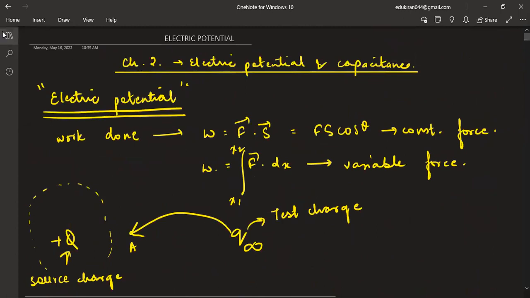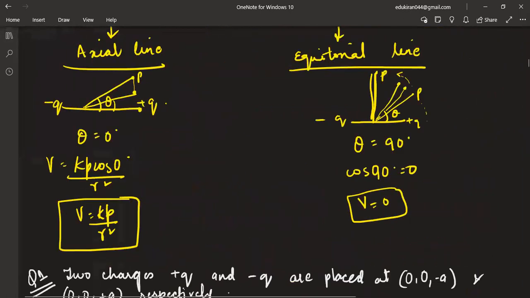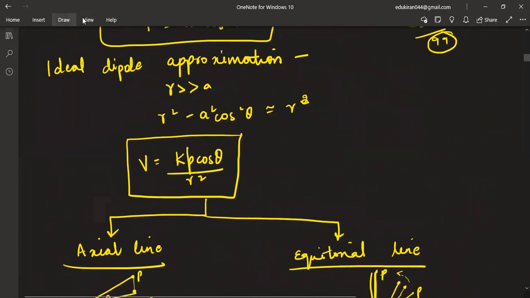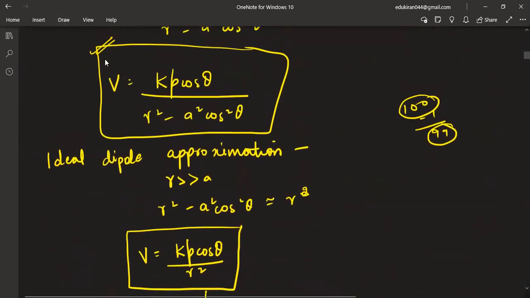From this, potential of dipole is very important. From here, you have to remember the general formula because questions are based on the general formula as well. And this formula is also helpful. That is without the dipole approximation. This is without approximation.